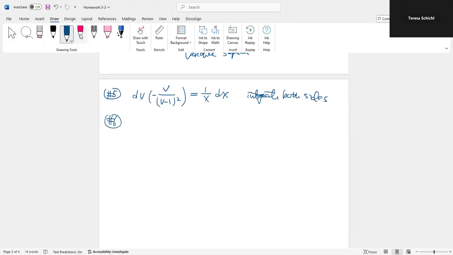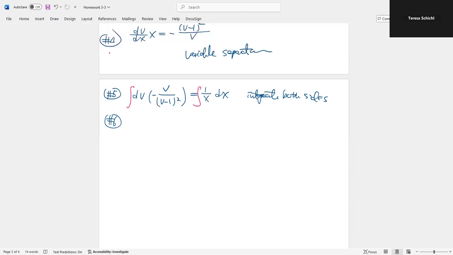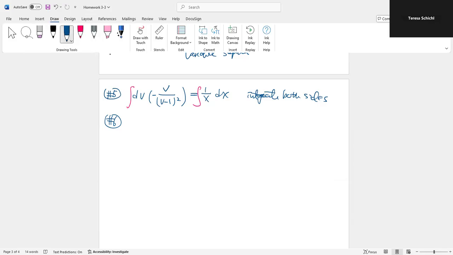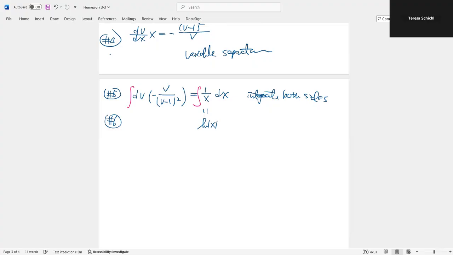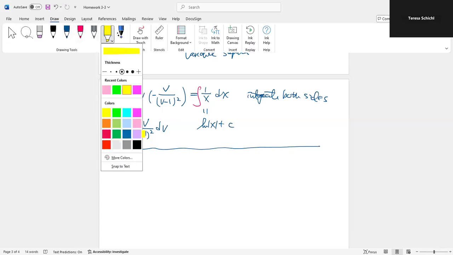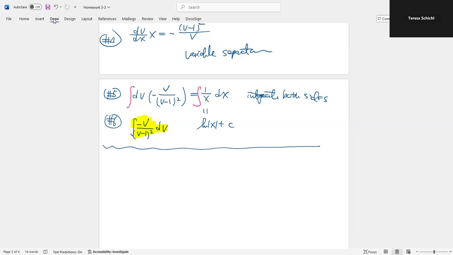It's pretty cool. So now I integrate both sides, and my right-hand side is pretty easy. It's going to be natural log of x plus c, all right? Then this one here, I'm going to take it out and do the integration, and then plug it back in. So I'm integrating negative v over v minus 1 squared dv.